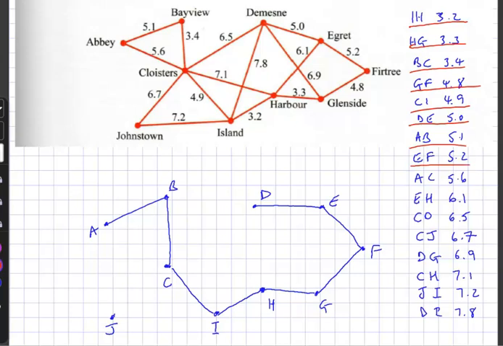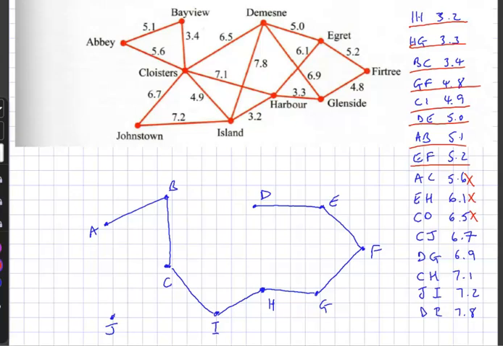Now, AC 5.6. If I select AC, that's going to create a cycle. So I don't want that. That's not going to be viable for me, and I'm not going to include that one. Actually, we can cross it off as such. We won't obliterate the number. We'll put a cross against it. EH, again, that's going to create a cycle if I draw that line across, so that's of no use to me. CD, again, that's going to create a cycle, so I don't want that.